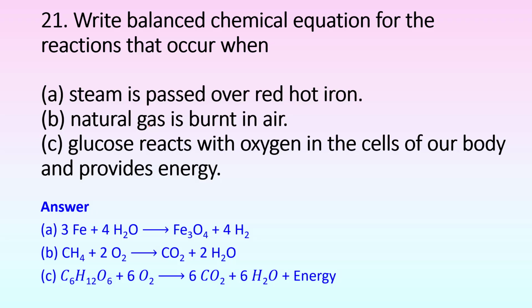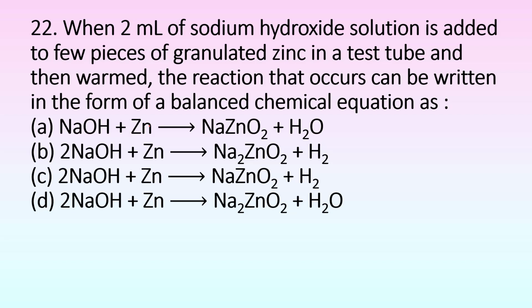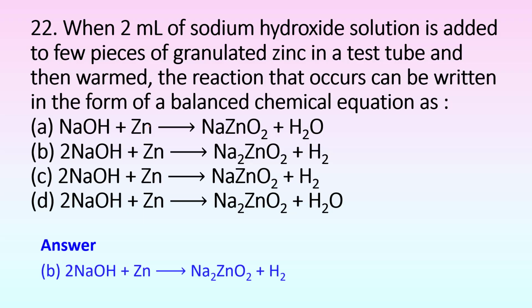Next, question number 21. When 2 ml of sodium hydroxide solution is added to a few pieces of granulated zinc in a test tube and then warmed, the reaction that occurs can be written in the form of a balanced chemical equation as. Here the correct option is option B, that is 2NaOH plus Zn giving rise to Na2ZnO2 plus H2.